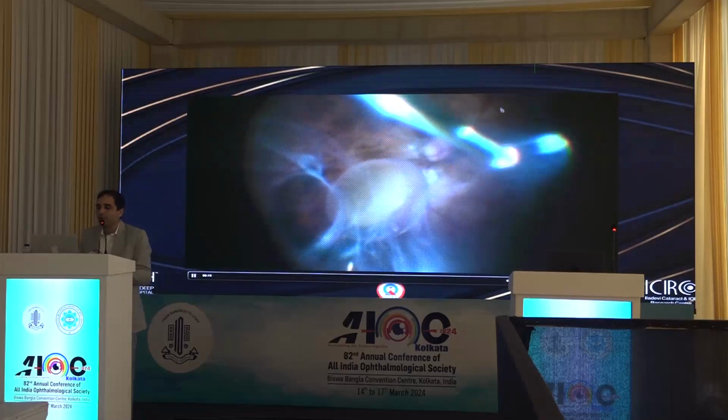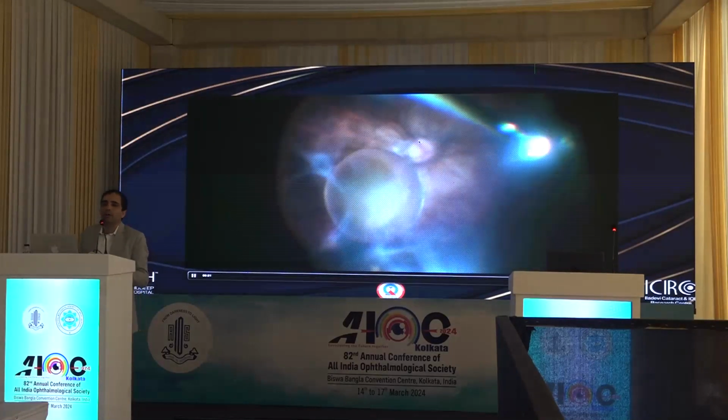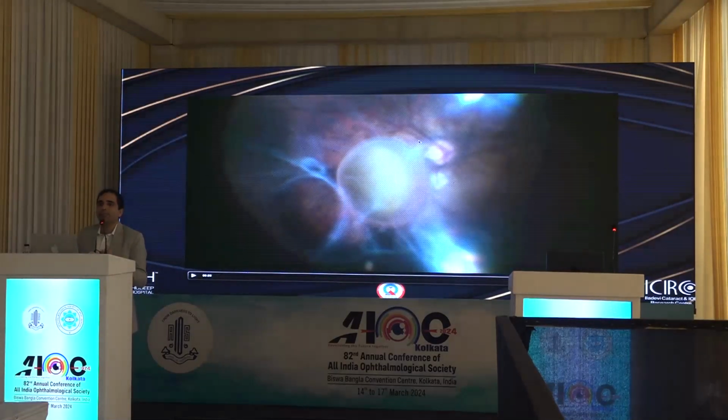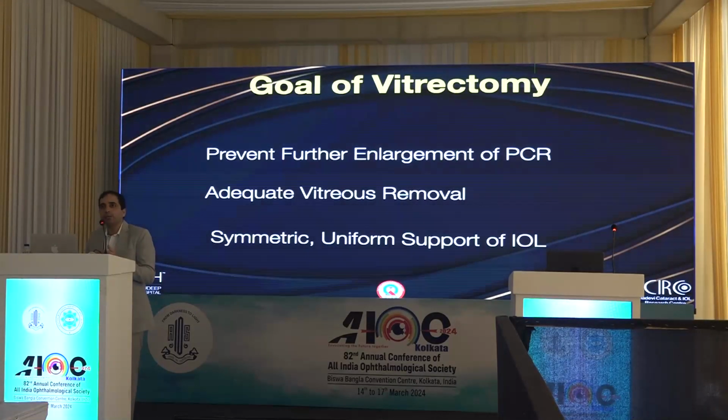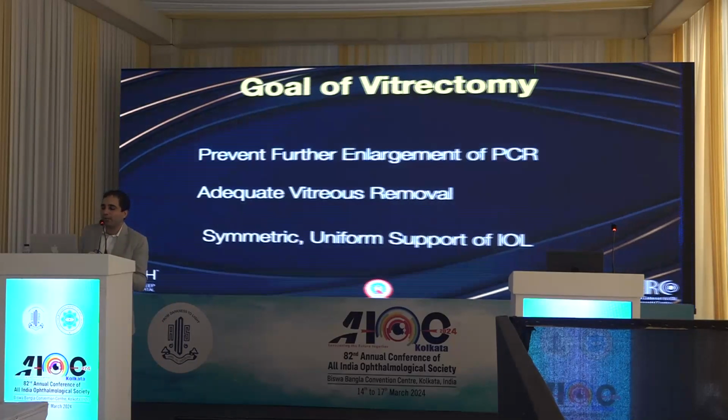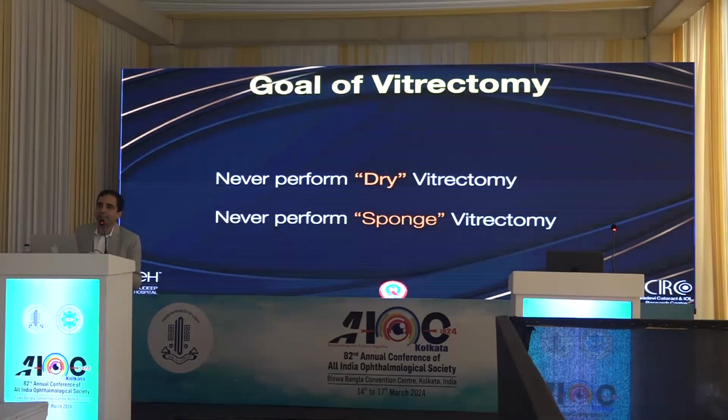So it's very important that you remove the traction or the attachments of the vitreous before you handle any fragment or anything else. The secondary goals of vitrectomy are to prevent further enlargement of the PCR, do an adequate vitreous removal, and provide a symmetrical uniform scaffold as much as possible for an IOL implantation either in the bag or in the sulcus. Irrespective of the type of vitrectomy we do, limbal or pars plana, this is the principle which we must always follow.